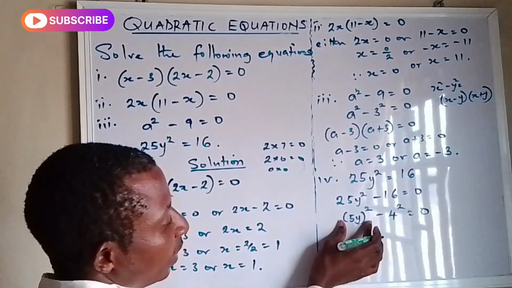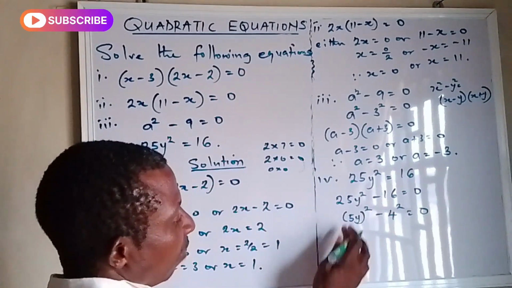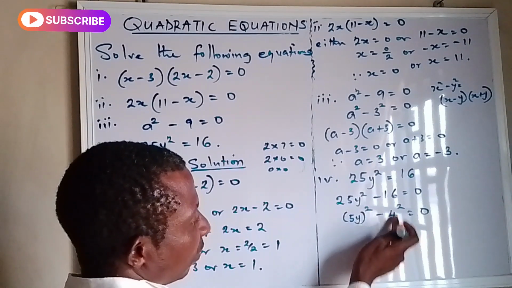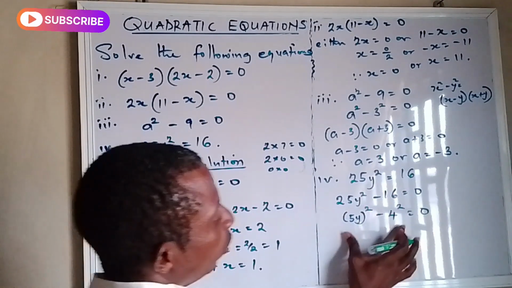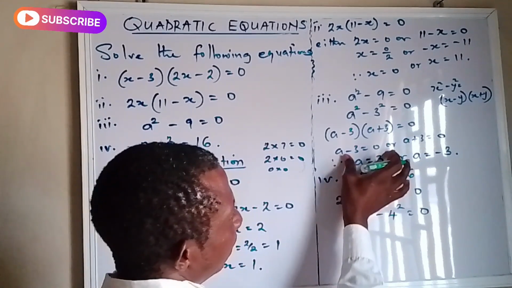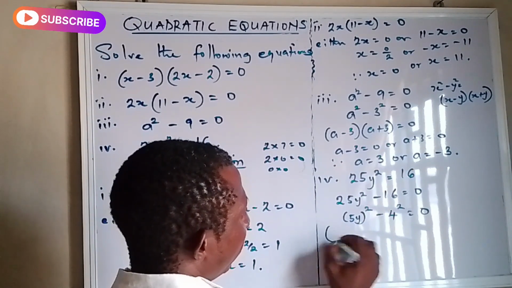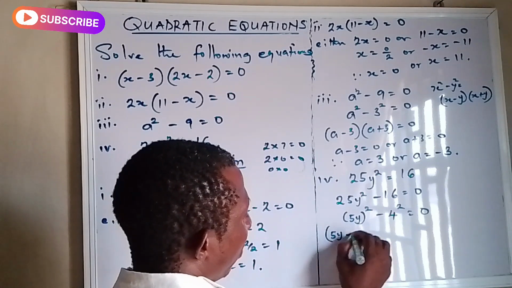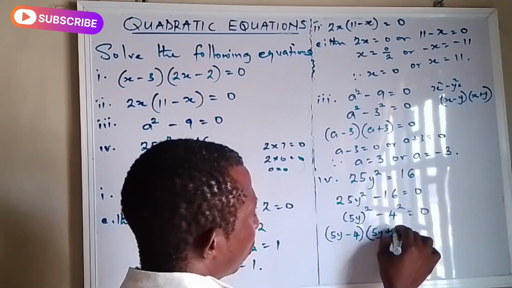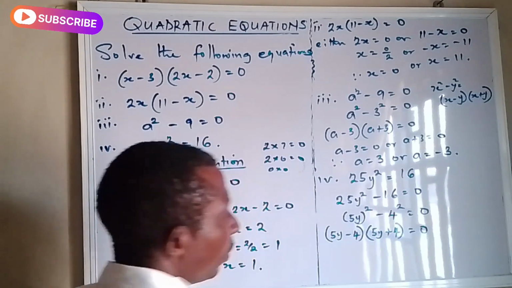So when you square this one, you have 25y squared: 5 times 5 is 25, y times y is y squared. And 4 times 4 is 16. I will still use the principle of difference of two squares, just like we did here. So this is now going to be (5y - 4)(5y + 4) = 0.